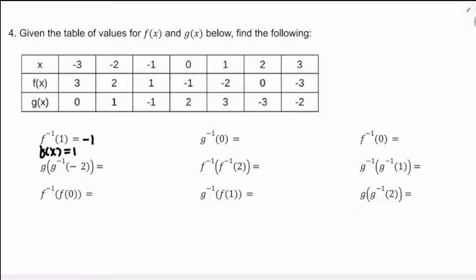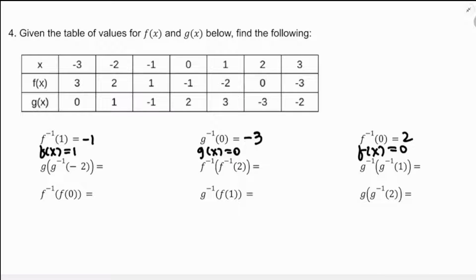It's the x value that gives us an output of 1. And g inverse of 0, that's where we're going to be trying to solve the equation g of x equals 0. And looking in the g of x row, I see it right there. That's going to be negative 3. Right, f inverse of 0, I'm trying to find where f of x is equal to 0. And that's right here. And so I'm going to report that. That's x equals 2. And then I'm going to move on.